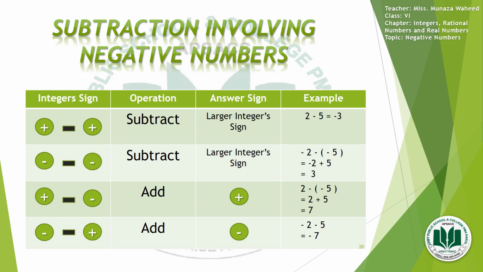And the second rule is, while subtracting the integers with unlike signs, add and keep the sign. For example, when negative 5 is subtracted from positive 2, the answer is positive 7. And when negative 2 is subtracted from positive 5, the answer is negative 7.